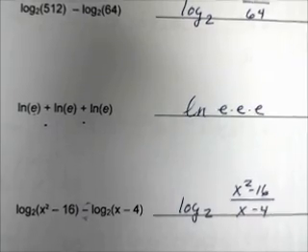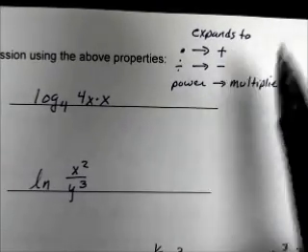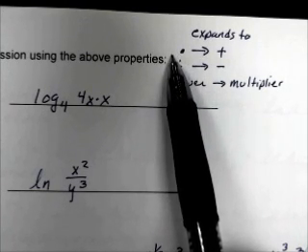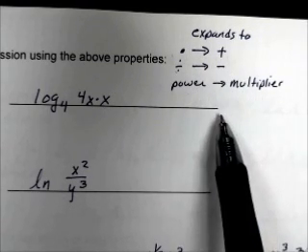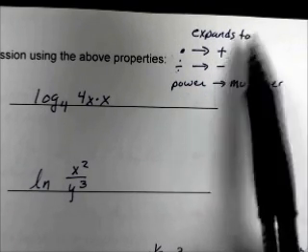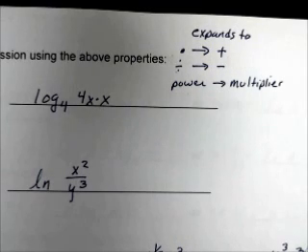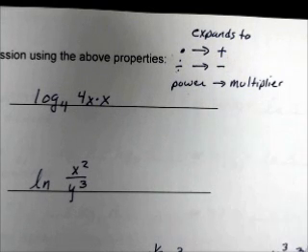Okay, so things to remember, right? If you are expanding, if you start off in condensed form and you have a multiplication, it expands to addition. Division expands to subtraction, and a power becomes a multiplier. And then you have to think about going in the reverse. If you're in expanded form, addition meant it was multiplication in condensed form. Subtraction meant it was division in condensed form, and a multiplier meant it was an exponent or power. All right, so this concludes our video for tonight.